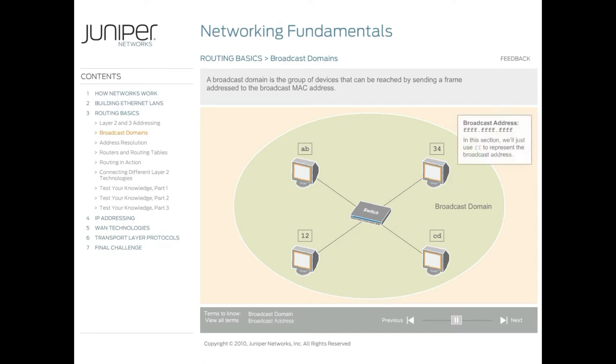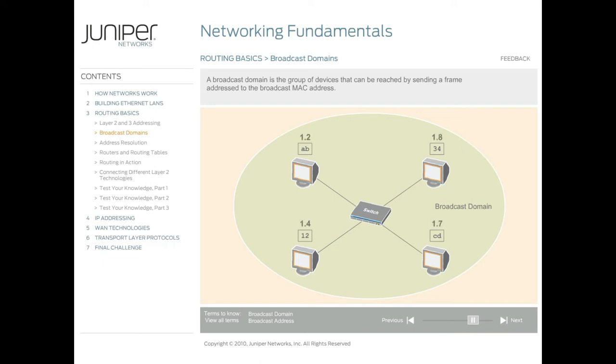The real broadcast address is shown on screen, but since we are using shortened MAC addresses in this section, we'll just use FF to represent the broadcast address right now. A broadcast MAC address is the address a device uses to send data to every device within a LAN, either directly or by way of a bridge or switch. When a bridge or switch receives a broadcast frame, it must forward it out every one of its ports.